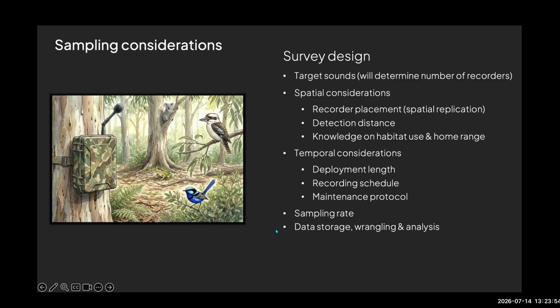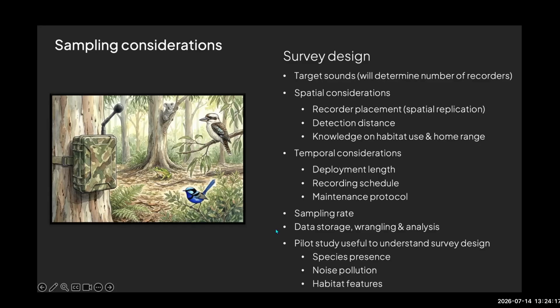data? And to begin with, it could be really useful to start with a pilot study to understand your survey design, where you also maybe get some information about the species presence in your audio recordings, and you might get some information about noise pollution, maybe some anthrophony, where some human-made sounds are really disturbing the recordings in particular areas. You might have to actually move it, or you might get some information about the habitat features that might impact your detection distance. You're not really getting any recordings or any sounds from the place that you're actually interested in, because the habitat features are sort of impacting that.